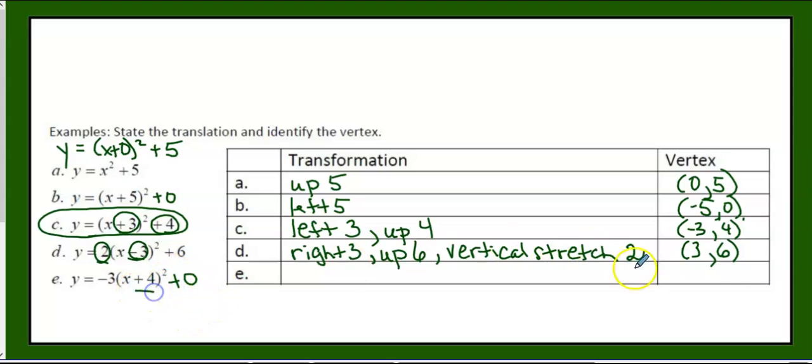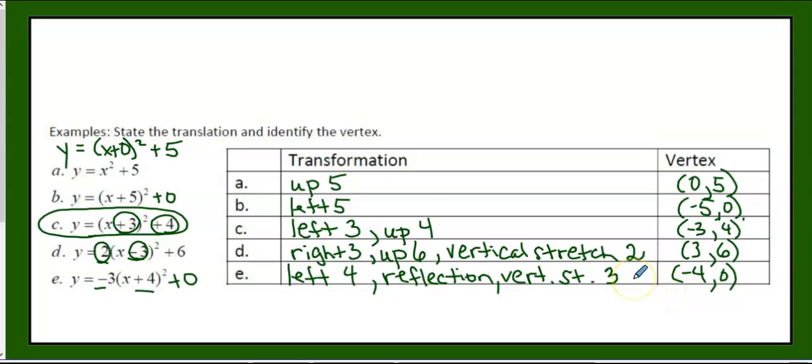My vertex is -4 and 0. That's left 4. And this is a reflection because I've got the negative. You can just write reflection because it's always going to be across the X. And then vertical stretch, we'll just abbreviate, of 3.